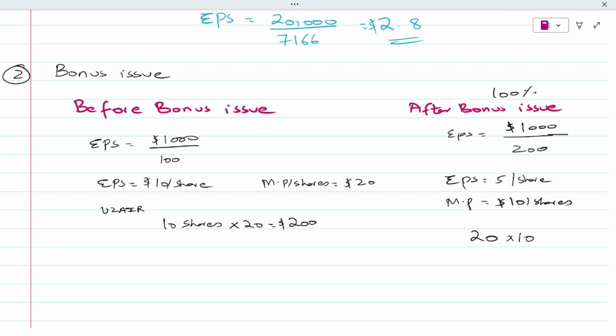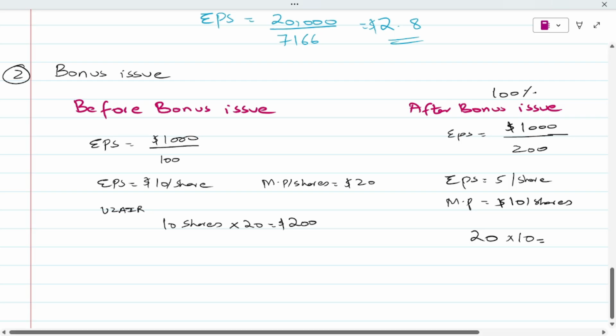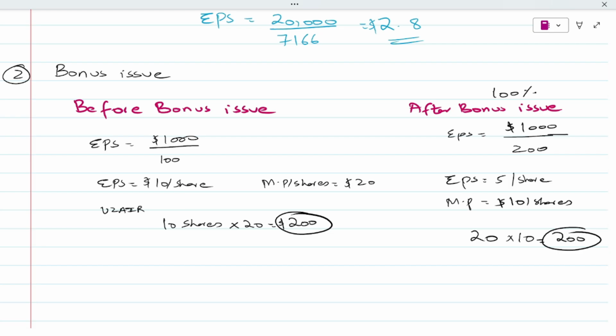And what's the market price of the share now? It's $10. So 20 times 10. What is my overall wealth? $200. So do you see this? Even before the issue or after the issue, my wealth does not change, right? So this is the point that I was trying to make, that it's a no value addition issue for the investor, because you can see, yes, my earning per share has reduced, the market price per share of the company has reduced, but my shares have also increased.